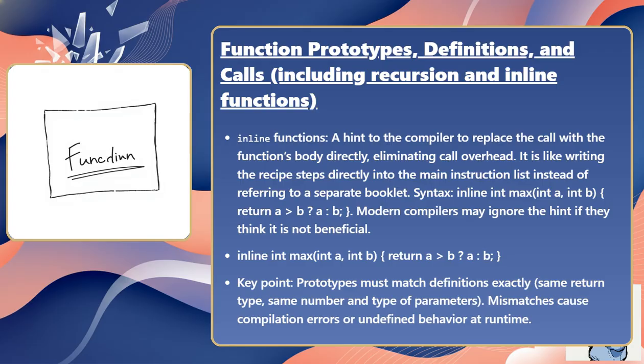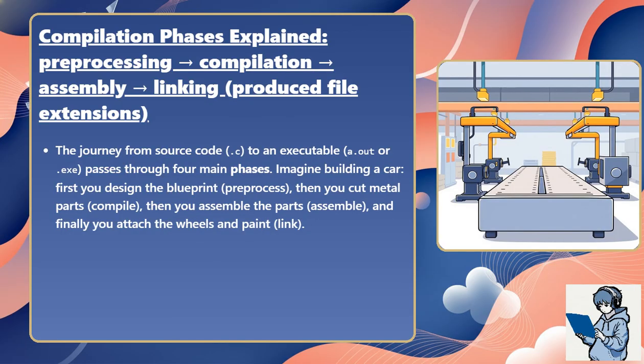undefined behavior at runtime. The journey from source code (.c) to an executable (.out or .exe) passes through four main phases. Imagine building a car. First you design the blueprint (preprocess), then you cut metal parts (compile), then you assemble the parts (assemble), and finally you attach the wheels and paint (link).